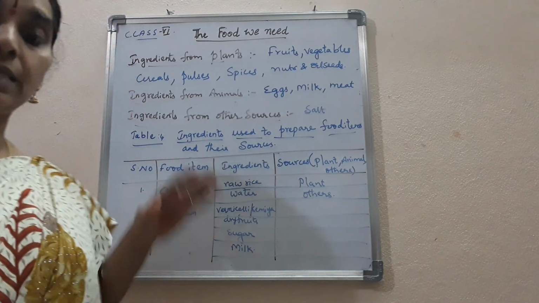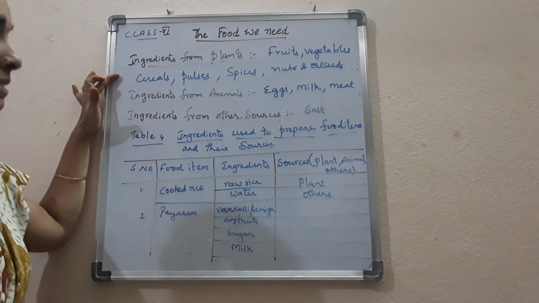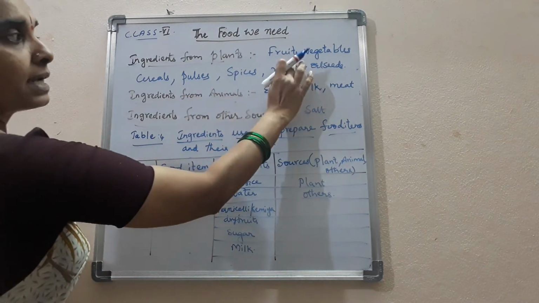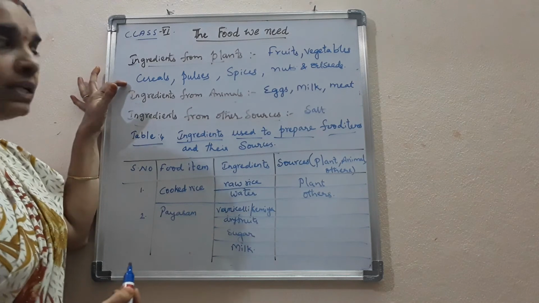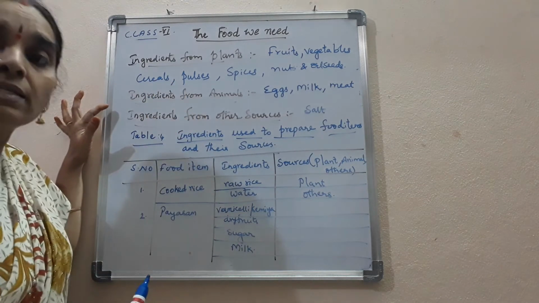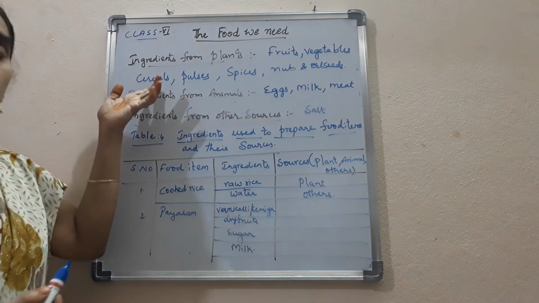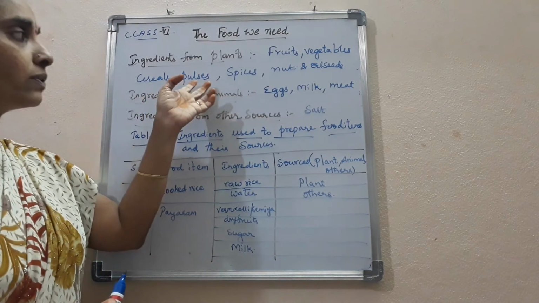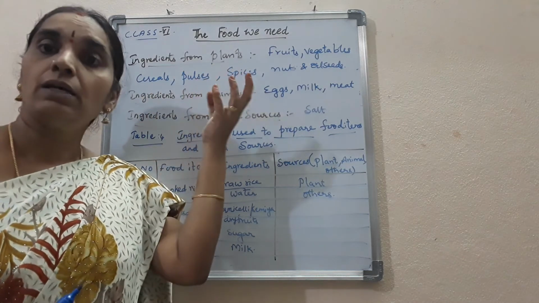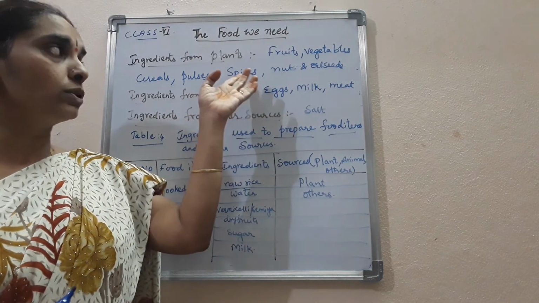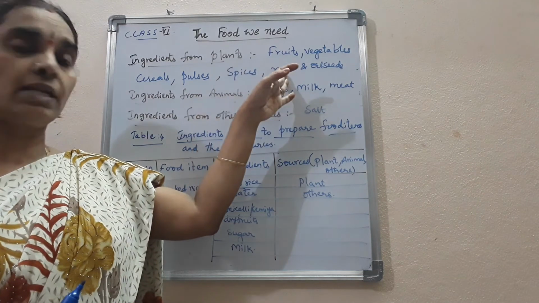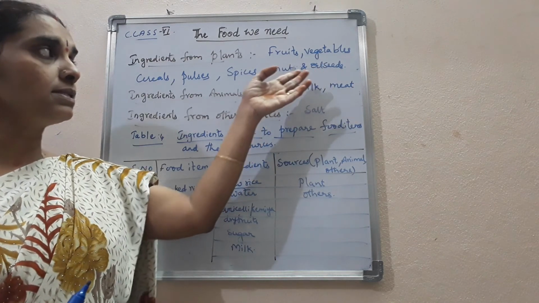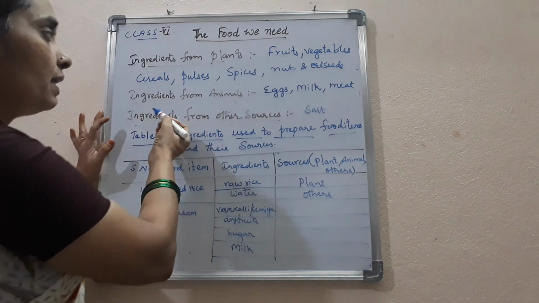Okay, next we'll see the ingredients from plants. See the board, children. Here the fruits, vegetables, cereals, pulses, spices, nuts and oil seeds are the ingredients that we get from plants. Cereals, you know, rice, wheat, ragi, jowar, maize, all come under cereals. Pulses: green gram, red gram, black gram, Bengal gram. And the spices, condiments, cloves, pepper, cinnamon, cardamom all come under spices. Nuts: cashew nuts, groundnuts. Oil seeds like groundnut, sunflower oil seeds. These are the oils that we get from oil seeds.